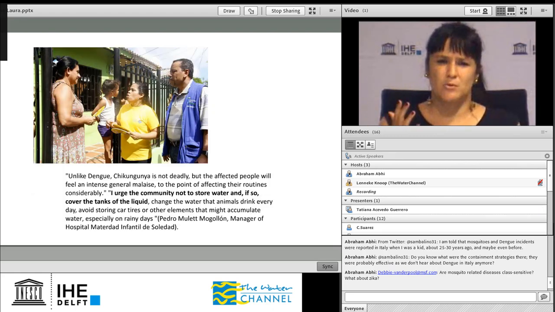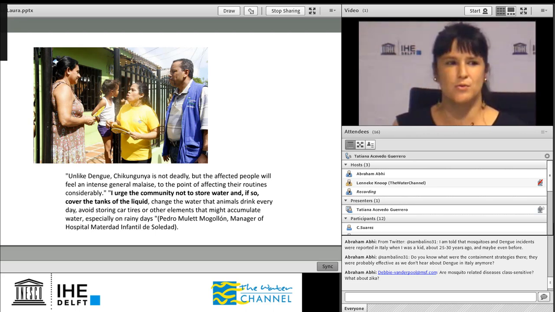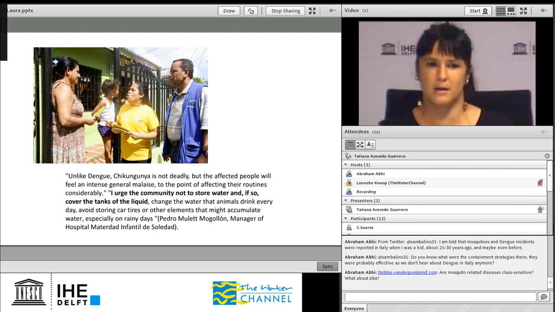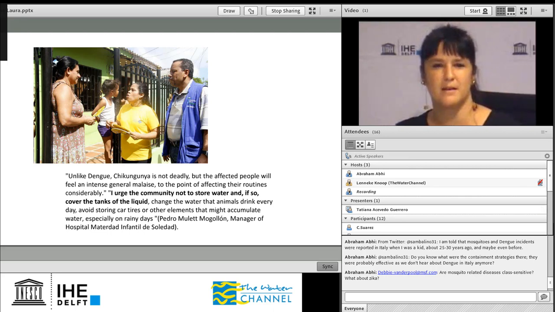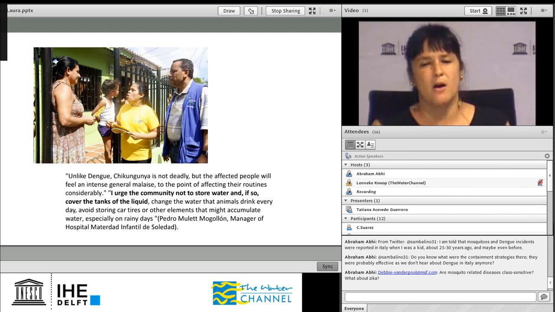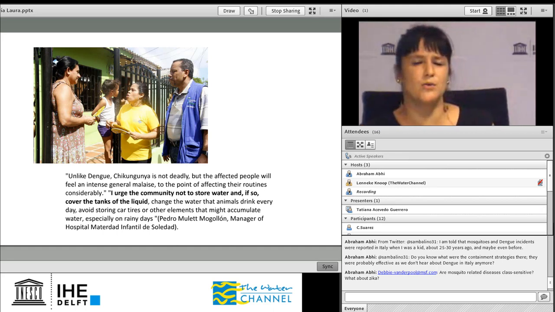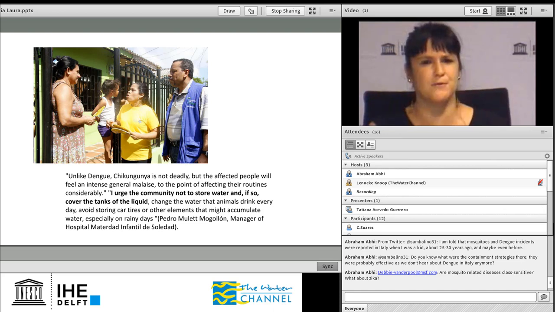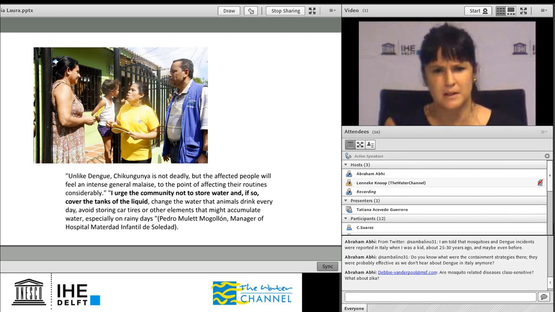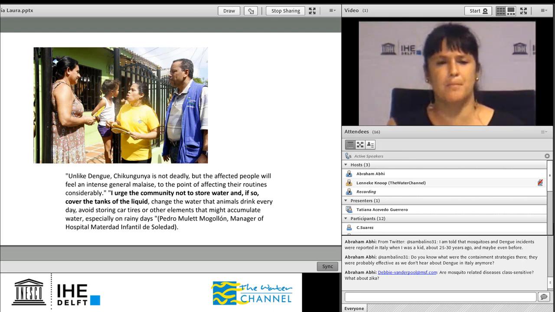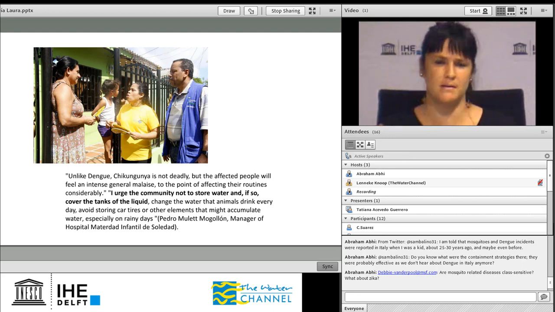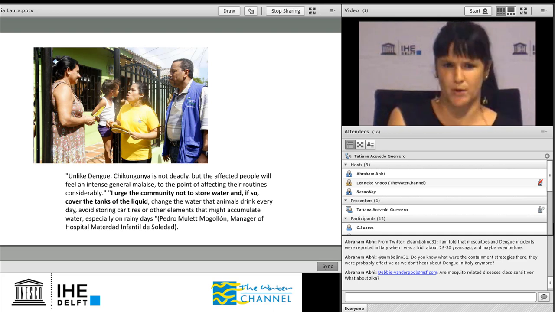What I want to point out here with this quote is that many of the measures to stop dengue, Zika, and chikungunya were targeting communities and telling them, hey, you cannot store more water, and if so, you need to cover the tanks, change the water. So there was a policing of communities by telling them you need to stop storing water.